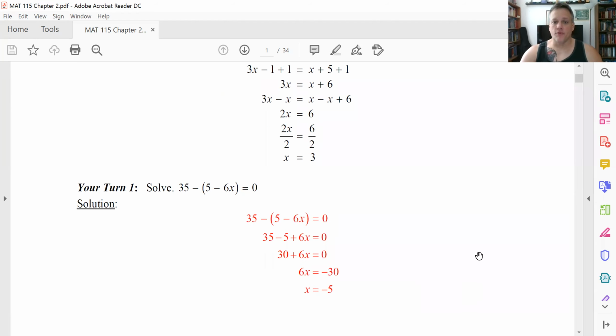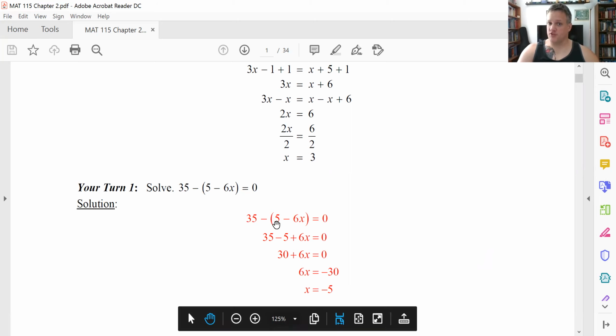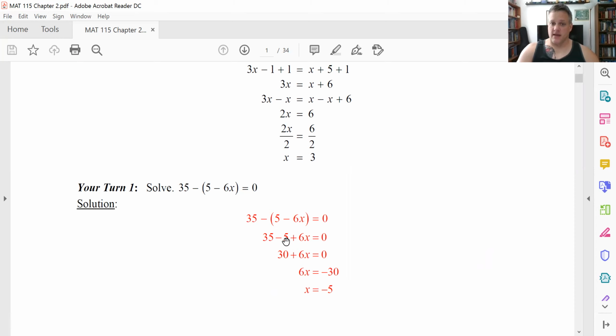Now if you go through that, what I want to do is the same idea. I want to get x's on one side, constants on the other, simplify, and then divide by the coefficient of x. But to do that, I need to distribute this negative sign through to both terms, not just the first one. Once I've done that, I can combine those two constants, so I get 30 plus 6x equals 0. And now I have to have the x's on one side and the numbers on the other. Here, they're both on the same side.